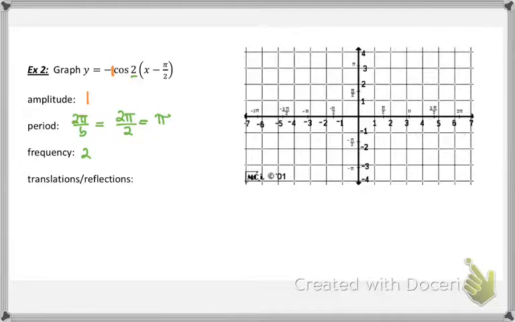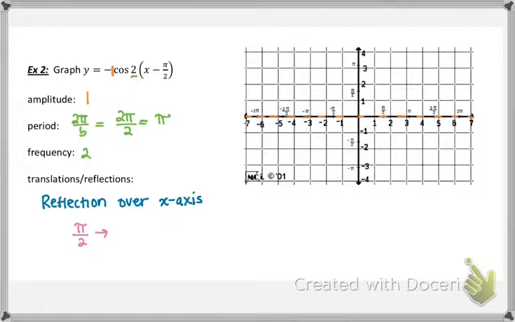Okay, let's identify any other translations and reflections. I've got a negative in front of the cosine, so I know that's a reflection over the x-axis. And x minus pi over 2, that's going to be a phase shift, right? Pi over 2 units to the right. So keep that in mind. All right, and I don't have any vertical shift, so that means my wave axis is going to stay where it is.